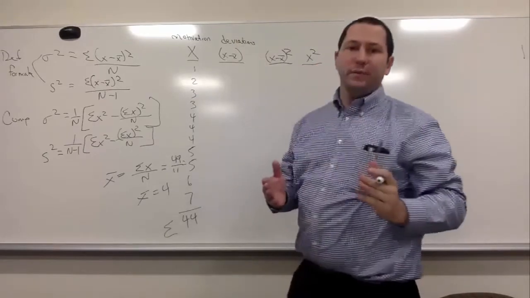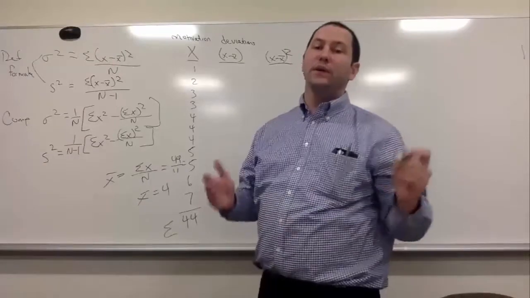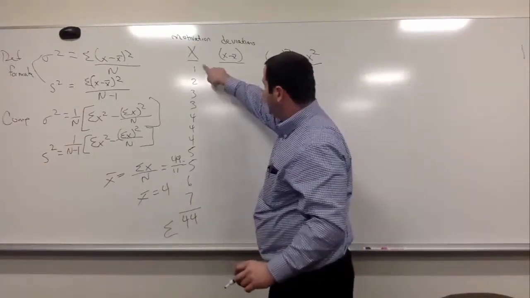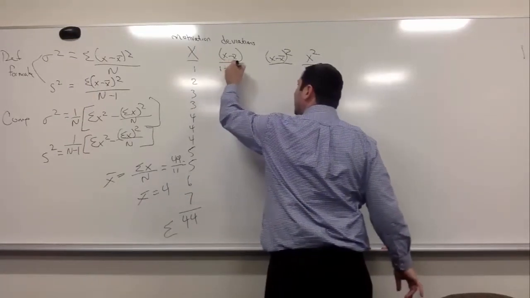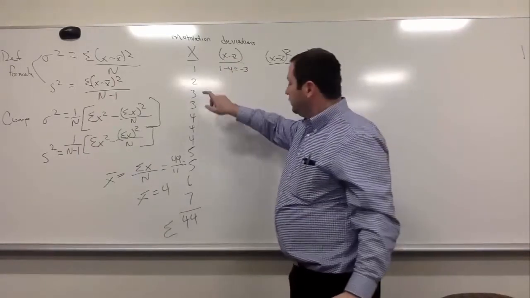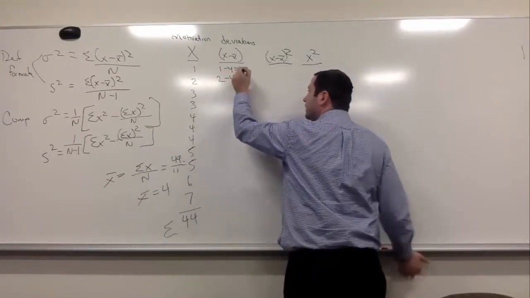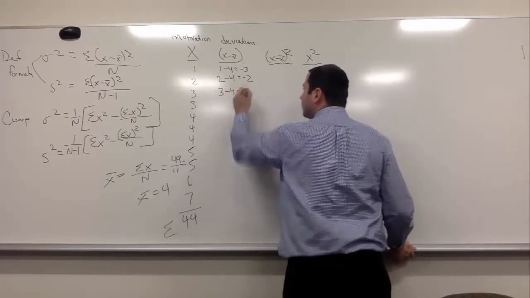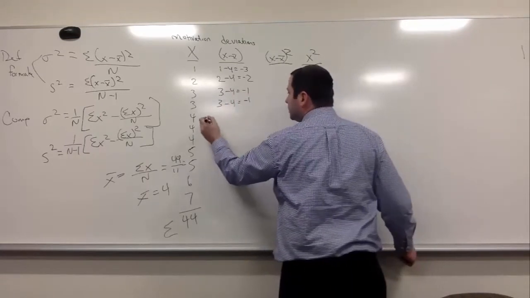And if you may remember from last class, the sum of deviations is always equal to 0. So let's see what happens. 1 being X minus 4, so 1 minus 4 equals negative 3. 2 minus 4 is equal to negative 2. 3 minus 4 equals negative 1. 3 minus 4 equals negative 1.